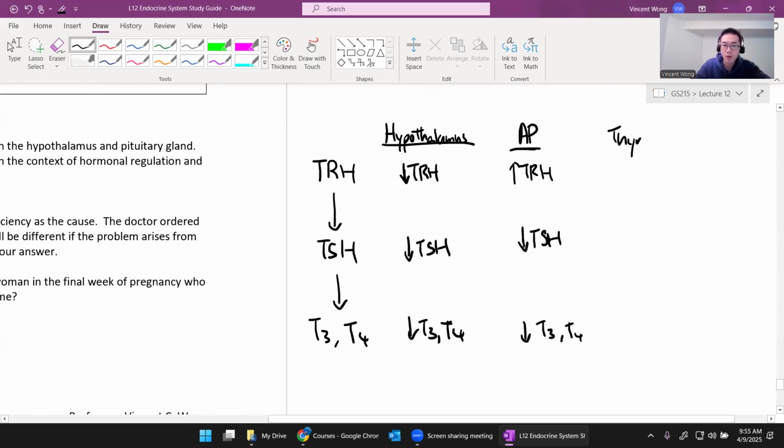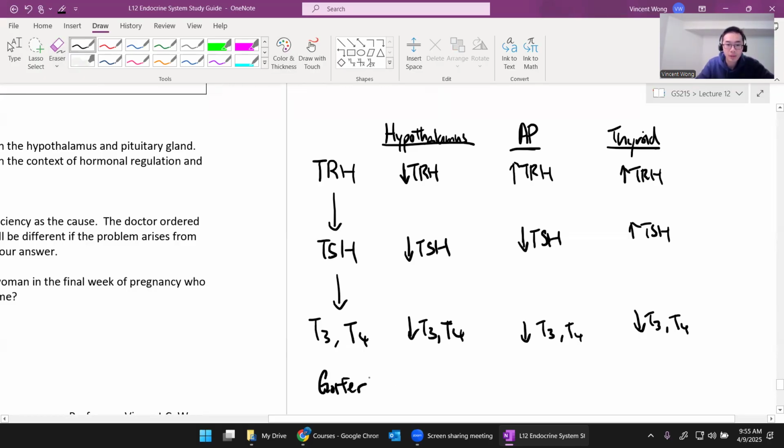If it's a thyroid problem, let's say you have enough iodine, but then there's some other problem with the thyroid. It's not making the hormones. Okay, could be cancer, could be other conditions. Then you will have high TRH, high TSH, but you will have low T3 and T4. So it depends where the problem arises, the test results will be different.